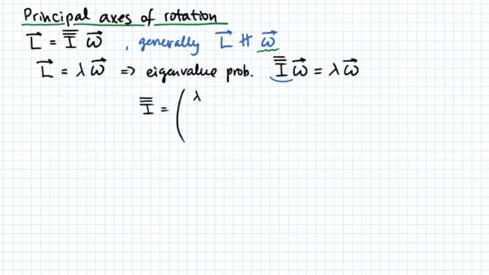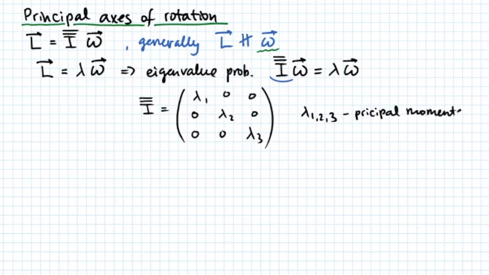which will have coefficients lambda 1, lambda 2, and lambda 3, where these coefficients, lambda 1, 2, and 3, give the so-called principal moments of inertia. Note that any square symmetric matrix I can be diagonalized, giving three orthogonal principal axes, new directions, x hat, y hat, and z hat.